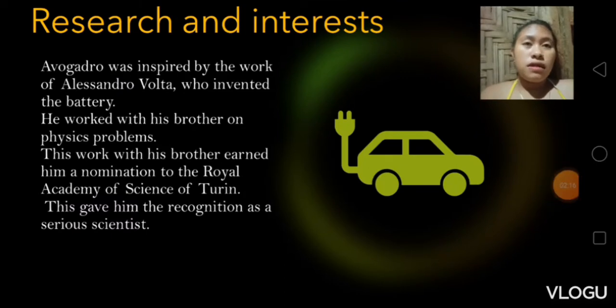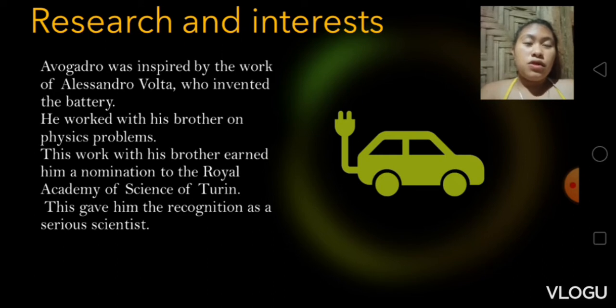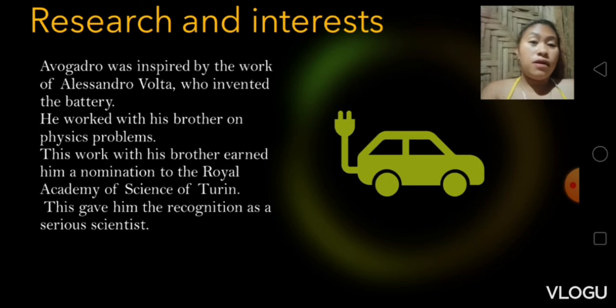The research and interest of Amedeo Avogadro was inspired by the work of Alessandro Volta, who invented the battery. Then, he worked with his brother on physics problems. This work with his brother earned him a nomination to the Royal Academy of Science of Turin. So this gave him recognition as a serious scientist.